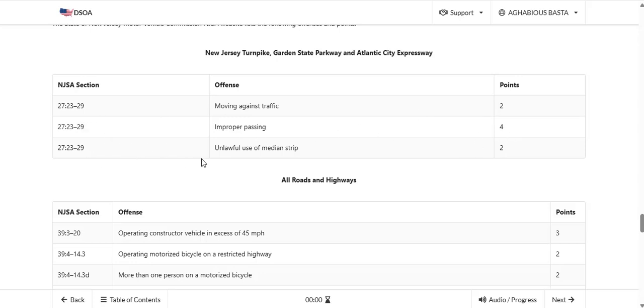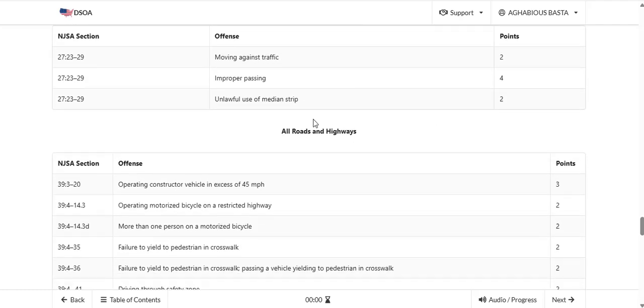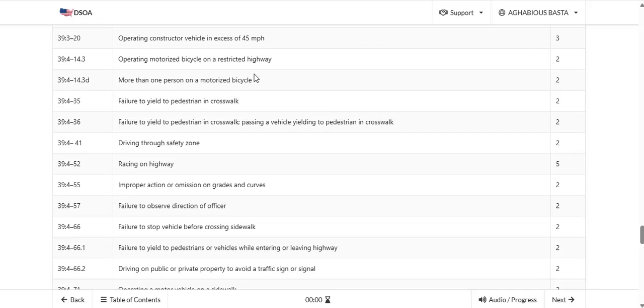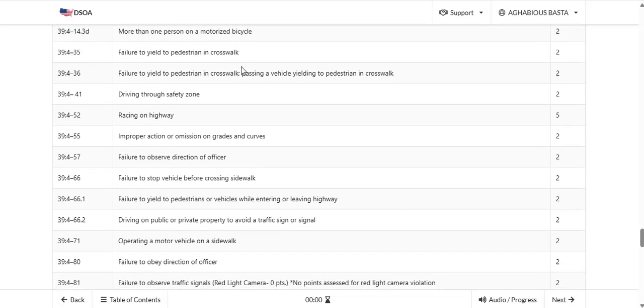All roads and highways. NJSA Section, offense, points: 39:3-20 operating construction vehicle in excess of 45 miles per hour; 39:4-14.3 operating motorized bicycle on a restricted highway; 39:4-14.3D more than one person on a motorized bicycle, 2; 39:4-35 failure to yield to pedestrian in crosswalk; 39:4-36 failure to yield to pedestrian in crosswalk, passing a vehicle yielding to pedestrian in crosswalk; 39:4-41 driving through safety zone; 39:4-52 racing on highway; 39:4-55 improper action or omission on grades and curves.